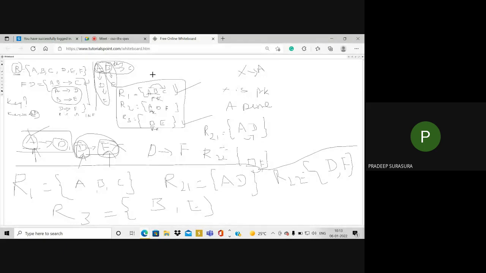R1 and R3 satisfy third normal form, so keep them the same. Now normalize R2 into R21 and R22 like this: AD, followed by DF. Then write down that R is normalized to all 4 tables, and hence cannot be divided further. Or write down all the relations R1, R21, R22 and R3. This is the solution of the problem.